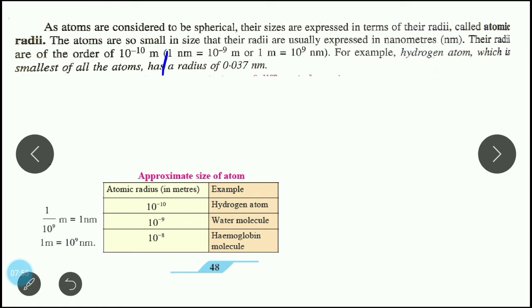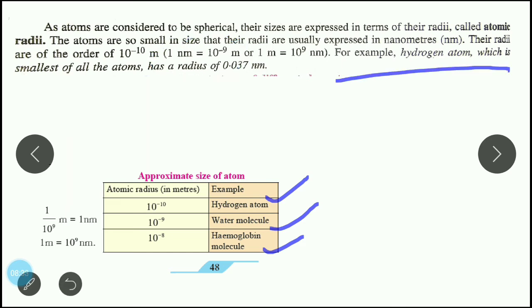This is the table which is given on page number 48 of your textbook. You can please open it and refer to it. It shows atomic radius in meters: 10 raised to minus 10 is the hydrogen atom size, 10 raised to minus 9 is a water molecule, then 10 raised to minus 9 is a hemoglobin molecule. It also shows the relationship: 1 nanometer is 10 raised to minus 9 meter, or 1 meter is equal to 10 raised to 9 nanometers. This is how we can also represent it.